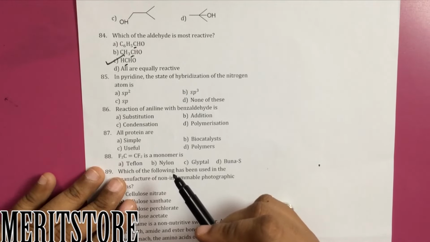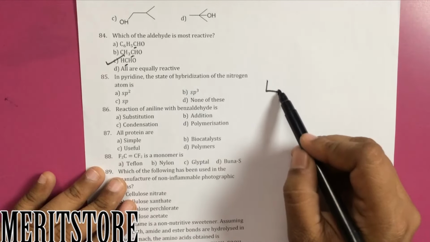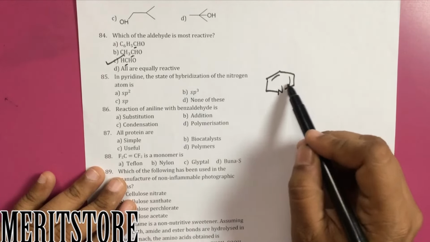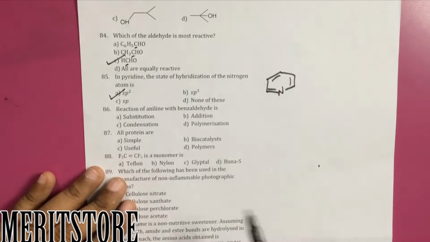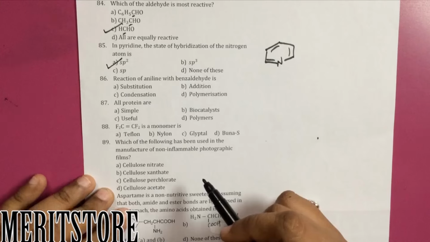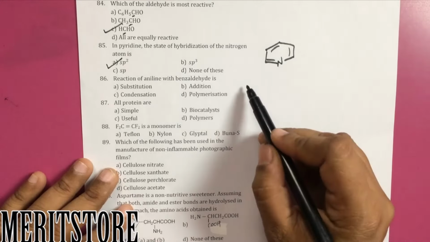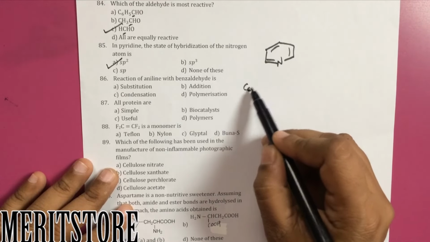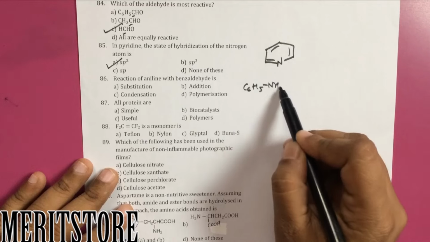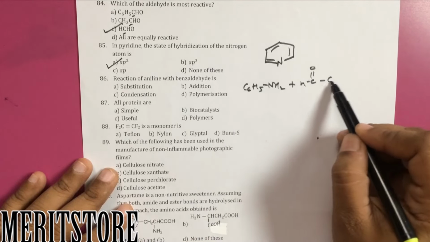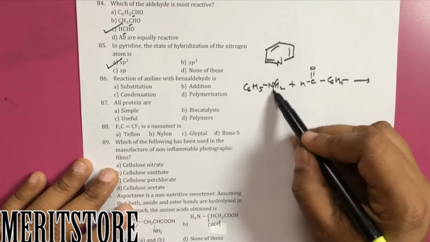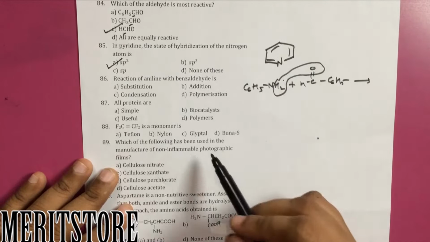Question number 85. In pyridine, the state of hybridization of nitrogen is sp2, since the pyridine structure is like a benzene ring where the nitrogen has sp2 hybridization. The reaction of aniline, C6H5NH2, with benzaldehyde, C6H5CHO, will definitely be a condensation reaction.